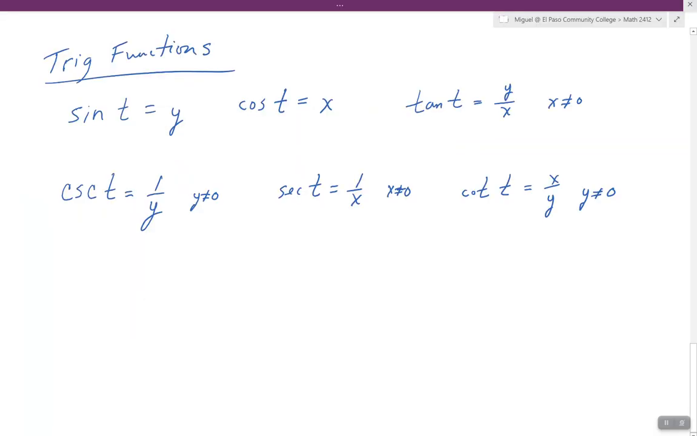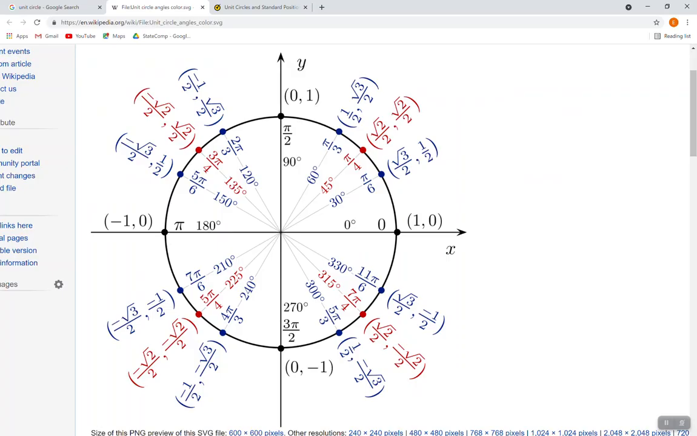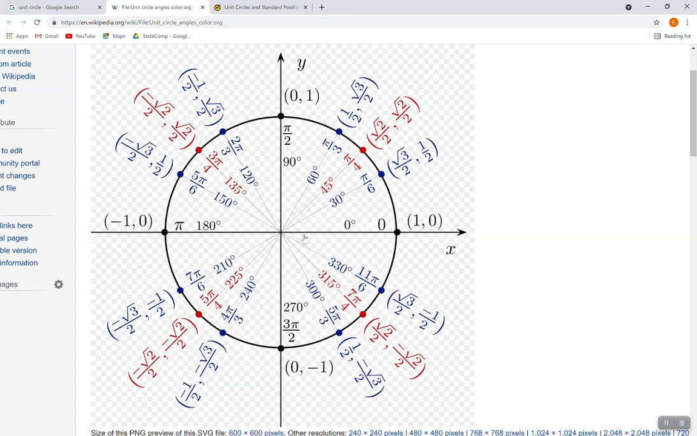Tangent. So for tangent, you will have to do y over x to find the tangent of something. So you'll have to take the two values and put one on top of the other one. Y over x. Tangent of 45 degrees is 1, because it's square root of 2 over 2 divided by square root of 2 over 2. Same number, so you get 1.